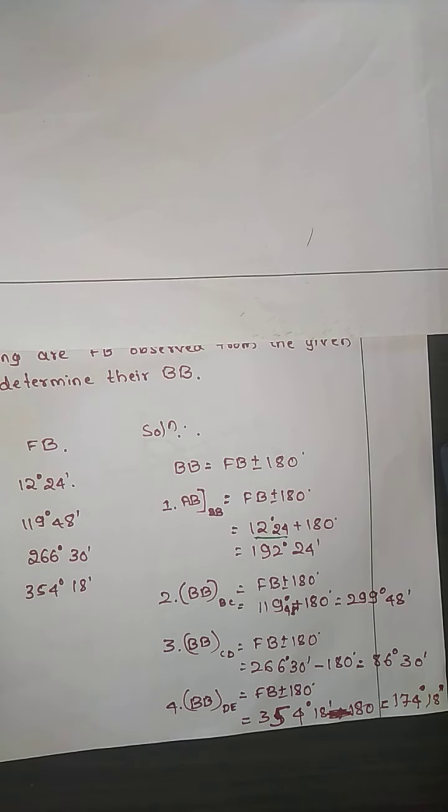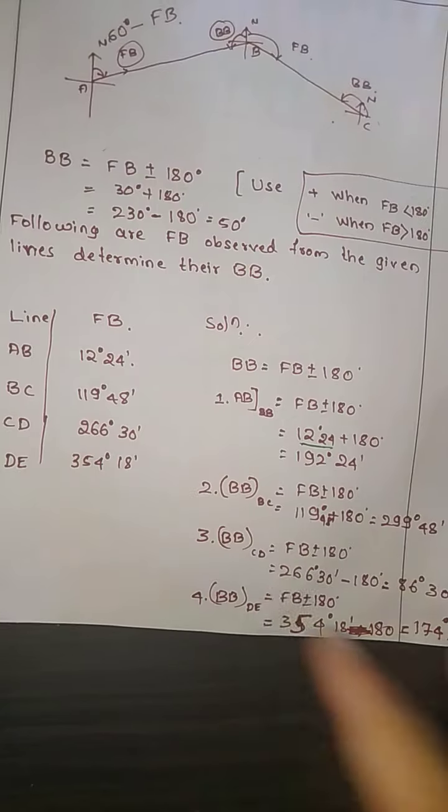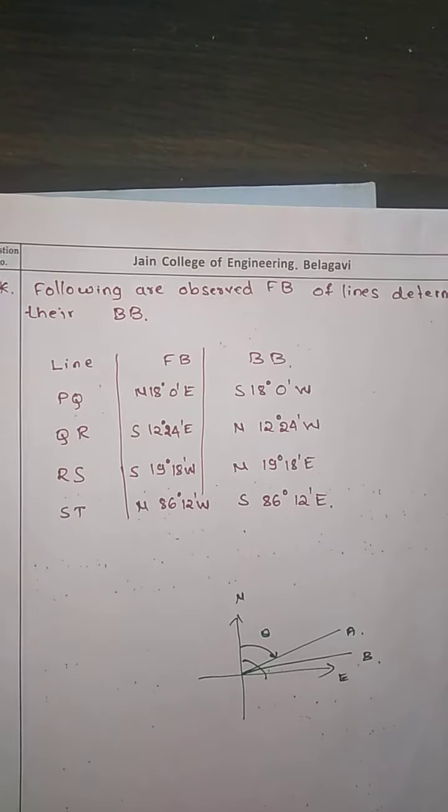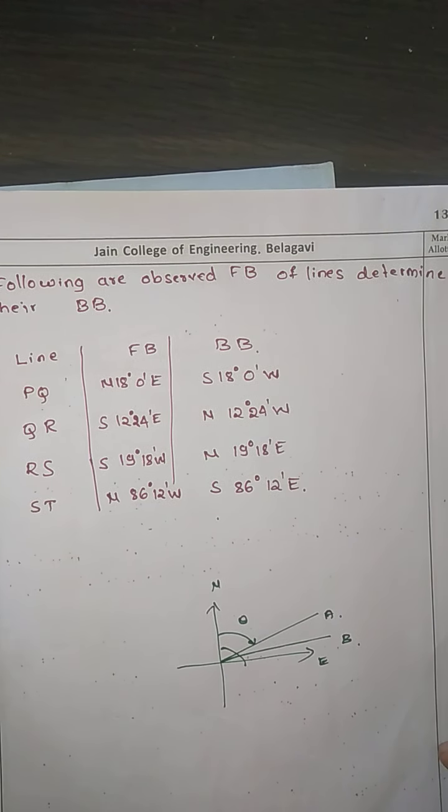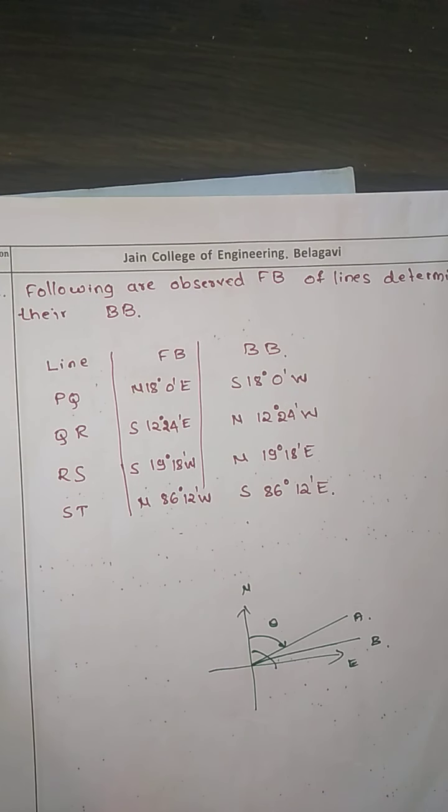Now we will see one more problem on how to find the back bearing when the bearing is given in terms of the quadrantal system. Here the following are observed fore bearings of lines. Determine their back bearing.